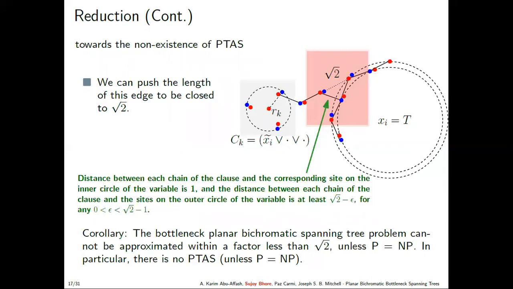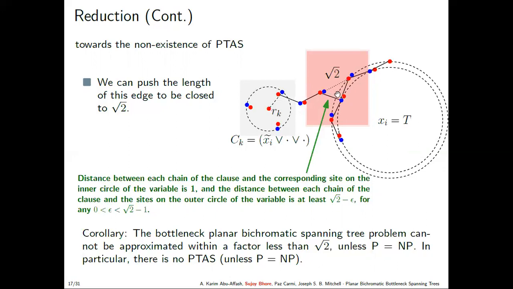Now we show the non-existence of a PTAS. Note that the length of this edge can be close to square root 2. So more precisely, the distance of each chain of the clause and the corresponding side on the inner circle of the variable is 1, and the distance between each chain of the clause and the sides on the outer circle of the variable is at least square root 2 minus epsilon, for some epsilon between 0 and square root 2 minus 1.